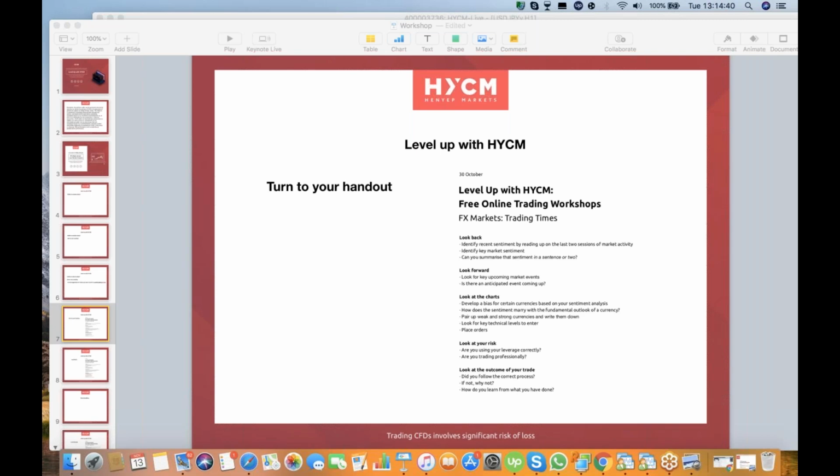The UK cabinet could be summoned to sign off on a Brexit deal tomorrow. Okay, so the UK cabinet looks like it could be signing off on a Brexit deal. Is that going to be positive for the pound, or is that going to be negative for the pound? What do you think?